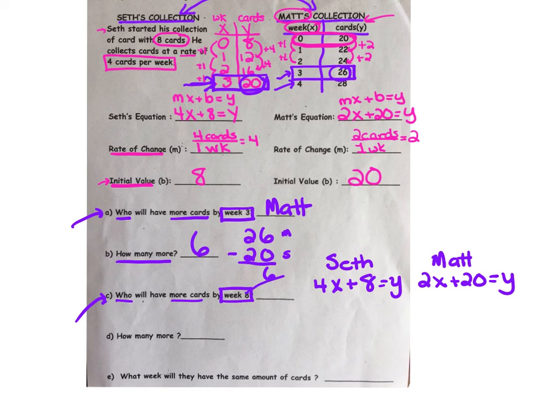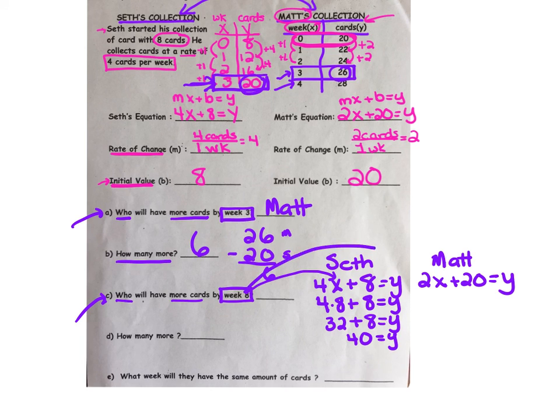Let's see how many cards Seth will have after week 8. 4 times each week, and we know that there are 8 of them, plus the 8 cards he started with. 4 times 8 is 32, plus the 8 cards he began with. Seth will be up to 40 cards after week 8.